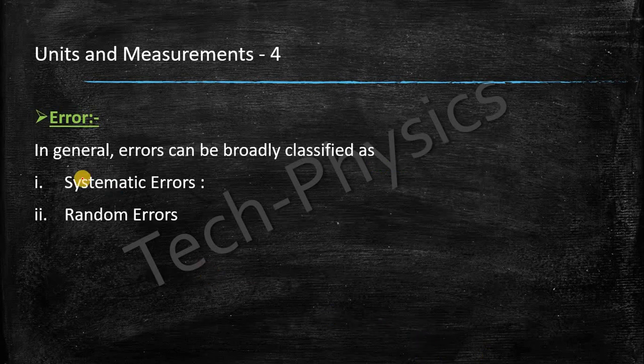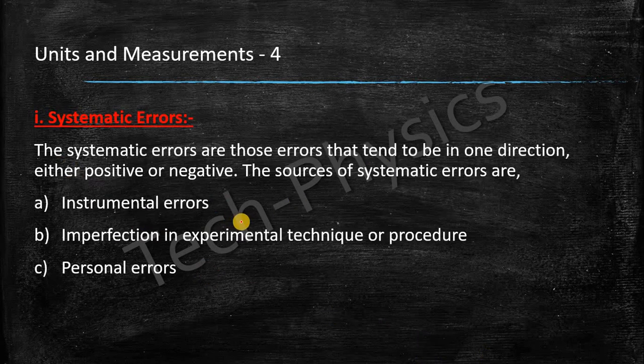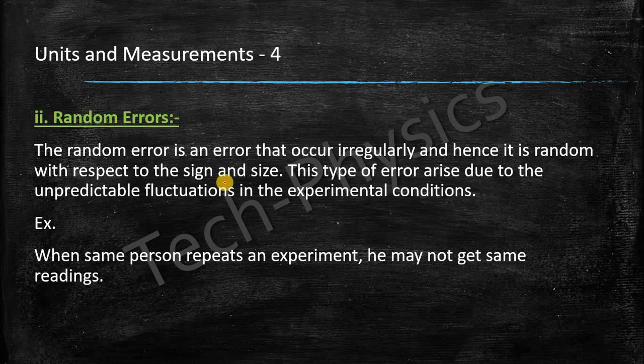There are two types of errors, systematic errors and random errors. Systematic errors occur due to sources like instrumental errors, imperfection in experimental technique or procedure, and personal errors. And random errors are the errors that occur randomly or irregularly. This type of error arises due to the unpredictable fluctuations in the experimental conditions. For example, when same person repeats an experiment, he may not get same readings.